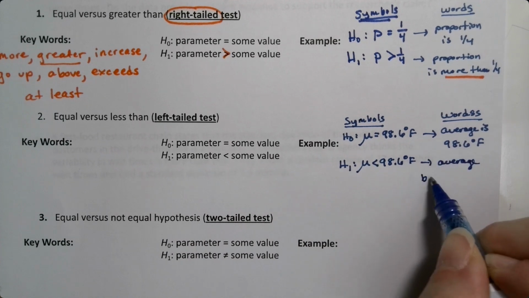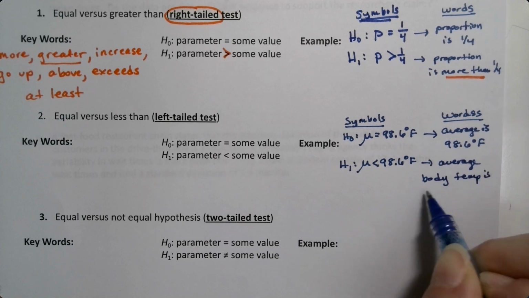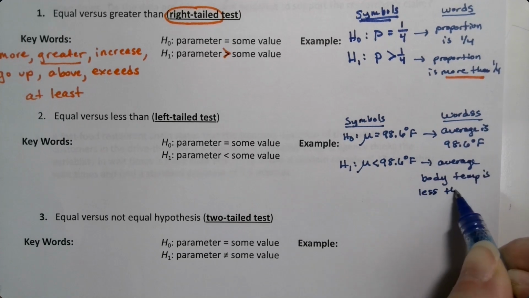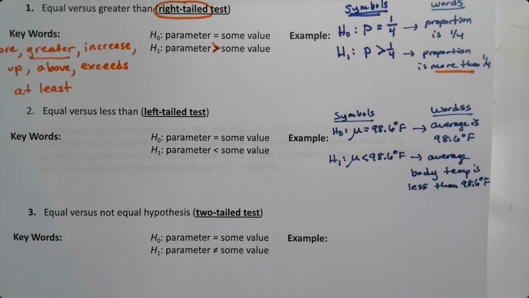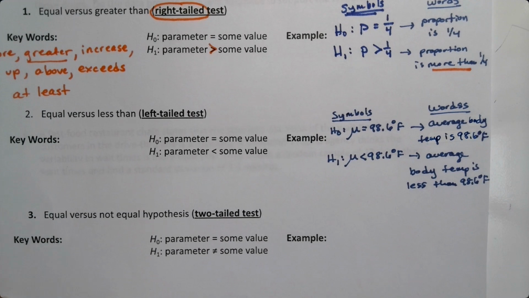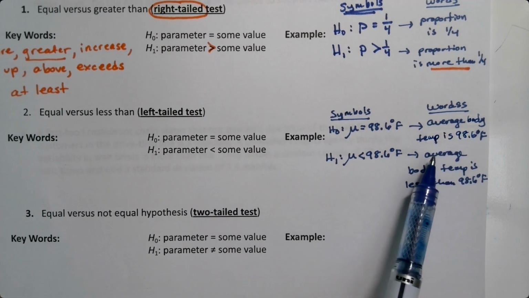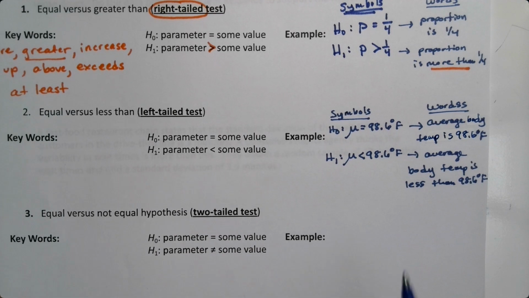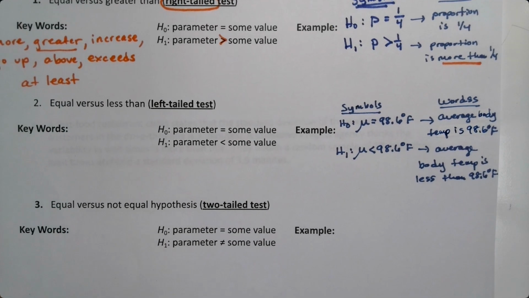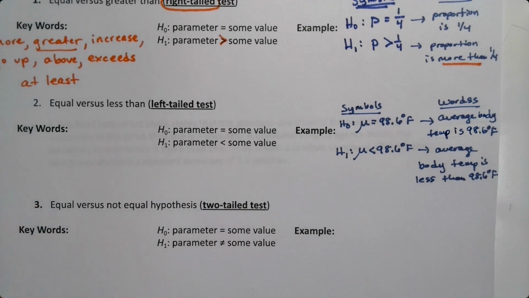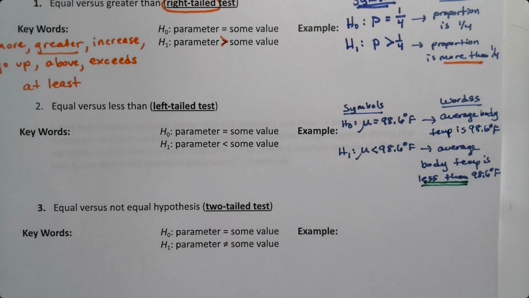I'm going to put the context in here: body temp is less than 98.6 degrees Fahrenheit. I realized it wasn't fair to include context in only one of them, so I made the context in both of them, because if you're going to include context, you want to include it in both pieces. Now we're seeing the words less than. Less than is key. So what are some other words for less?